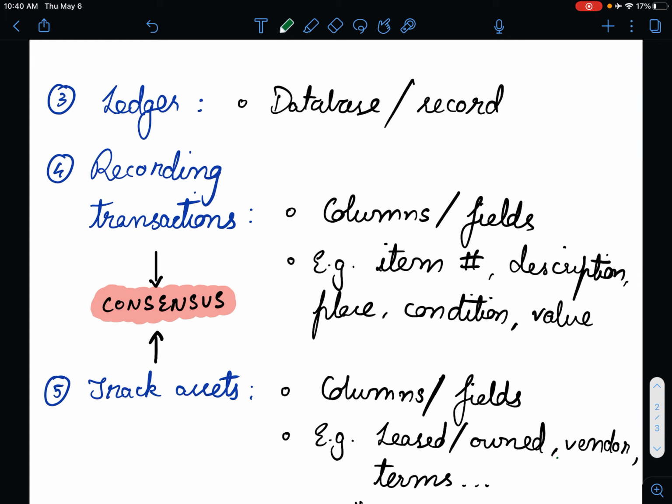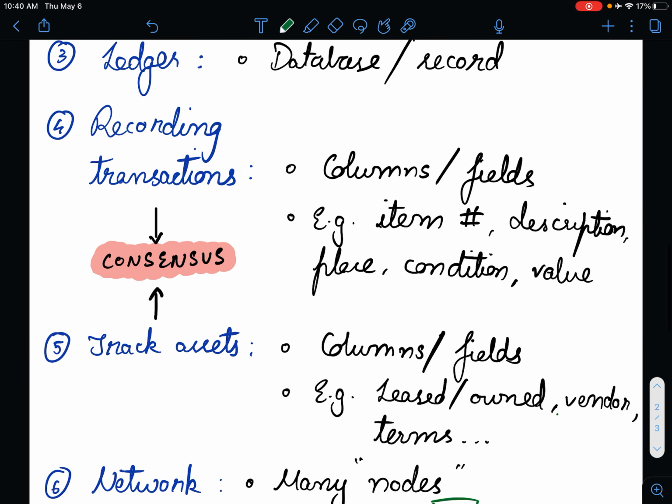Ledger. Ledger means database or a record. What can you use a blockchain for? You can use it for recording transactions and tracking assets. Think of these two items as columns in an Excel or in a Google Sheet. You can enter any type of data. For example, what items are you buying? Their description. What condition are they in? Where are they stored? What's the value? And if it's assets like cars that your company owns, you can talk about whether they're leased or owned. Who's the vendor? When was it bought? What are the terms of the purchase or the lease?